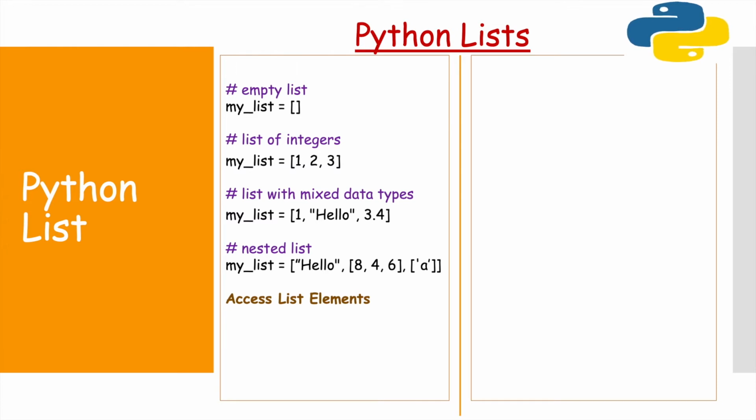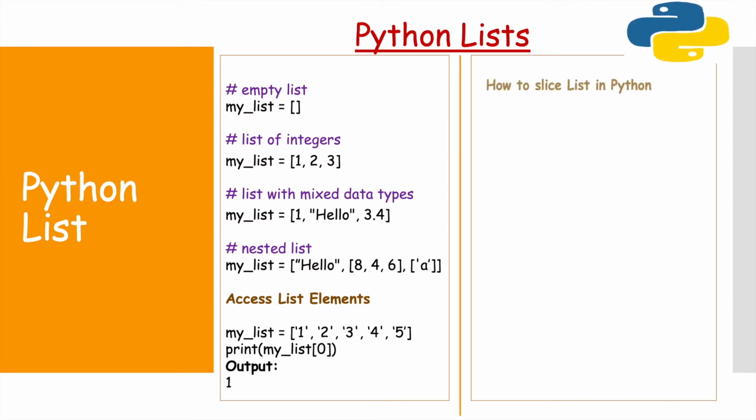Now let's see how to access the list items. Every value in a sequence or list has an index number associated with it. We access each item in the list with its index value, which starts from 0. This is an example of a list of integers, and when you provide an index number within the square brackets, it returns that particular element. So here in this example, my list 0, the 0th index number, is going to give you the element in the 0th position, that is the very first element of the list. So you are going to get the output as 1.